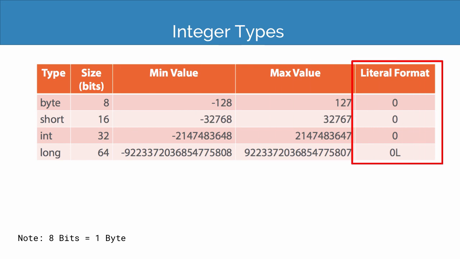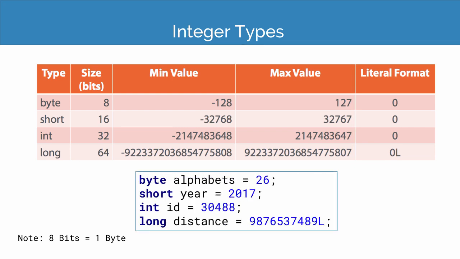And on the right hand side, I have the literal format that shows that in case of long, we have to append capital L at the end. And for the rest of the integer types, it doesn't require any suffix. It is only in the case of long that we need to append capital L at the end. Now these are some examples of these data types, such as byte, short, int, and long. They all are basically number representation.